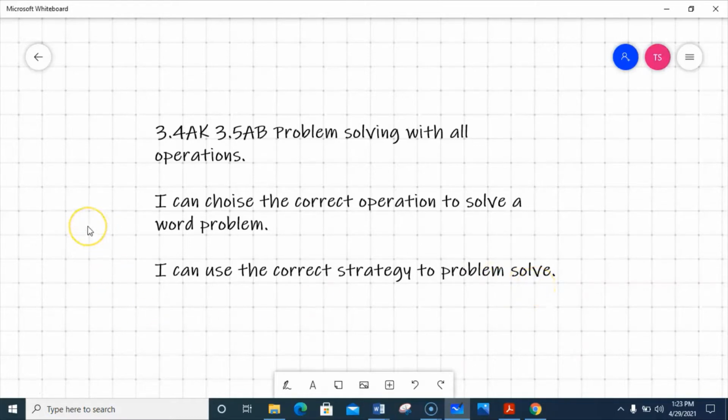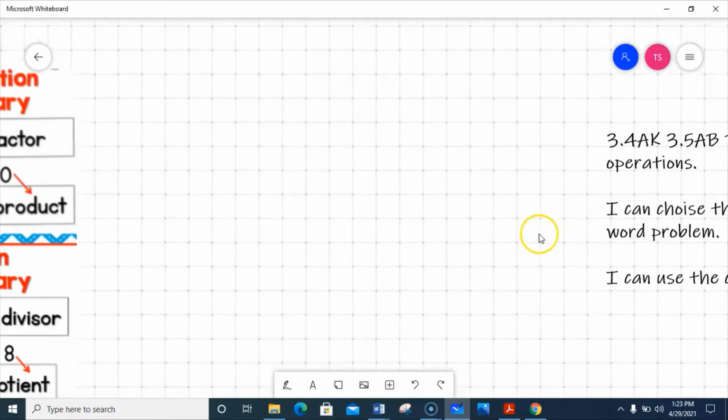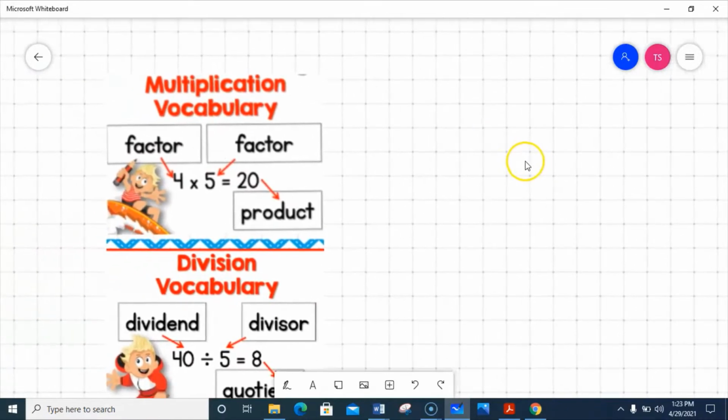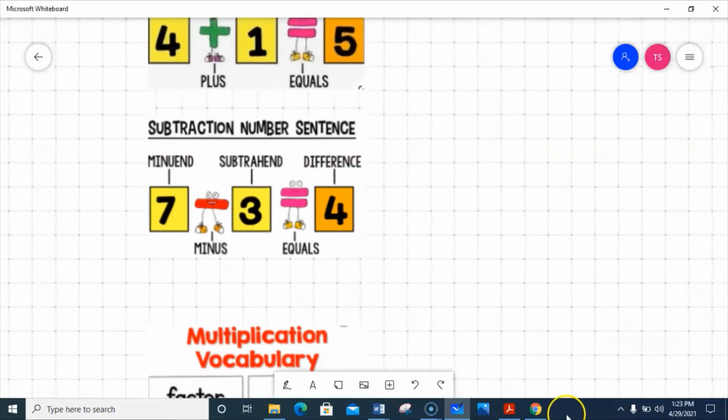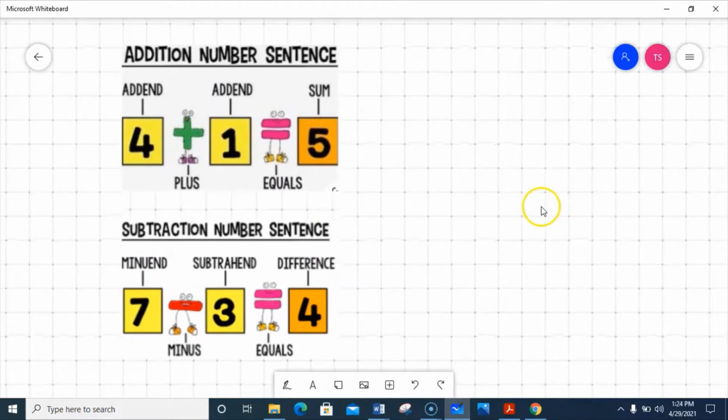So we're going to look at some of the vocabulary. Since we're using all operations, that would be addition, subtraction, multiplication, and division. Those are the four operations we use in math. For addition, we have addend, the two numbers we put together to get our sum, which is our answer. And minuend and subtrahend and difference. Difference is the answer to a subtraction problem.